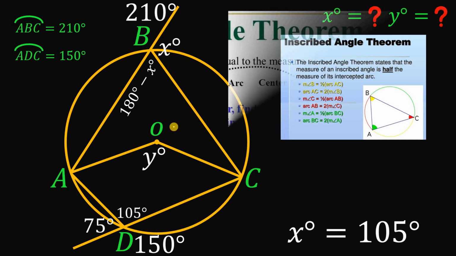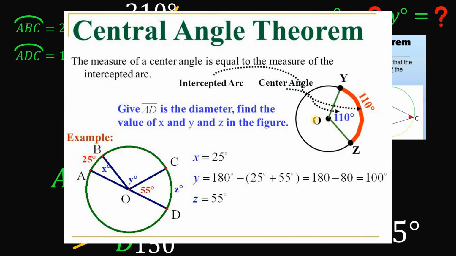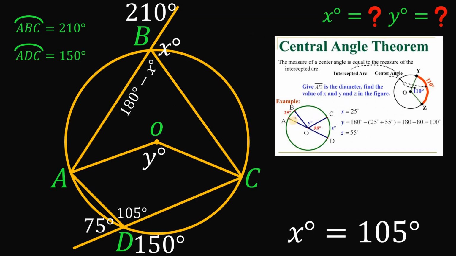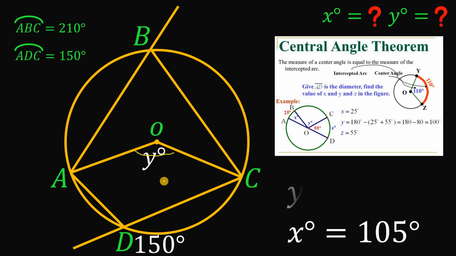Alright, the last concept that we need is the central angle theorem. It says that the measure of the central angle is equal to the measure of its intercepted arc. So, given this concept, let's take the measures that we want in this picture and solve for the value of y degrees. So, let's have this angle AOC, which is y degrees, and this arc ADC, which measures 150 degrees. Now, using the central angle theorem, we can say directly that y degrees must be equal to 150 degrees. And there you go.